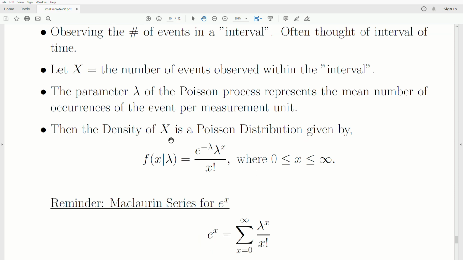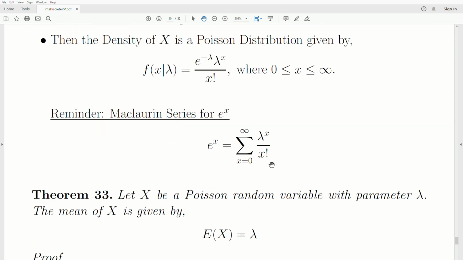Then the density of X is a Poisson distribution given by this function: f of x given lambda equals e to the minus lambda, lambda to the x, divided by x factorial. X can be from 0 to infinity, right? The number of events within that interval could be 0, could be 1, could be 2, all the way up to infinity. Now we're going to use this Maclaurin series for e to the x several times in proofs in the upcoming, so I wanted to put it as a reminder.